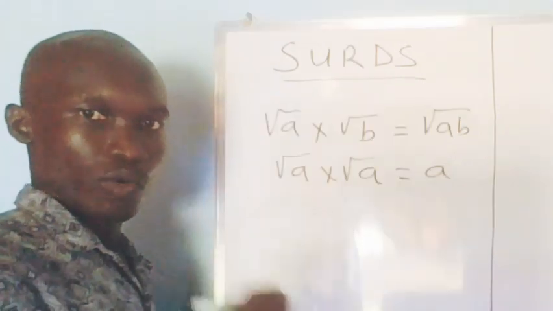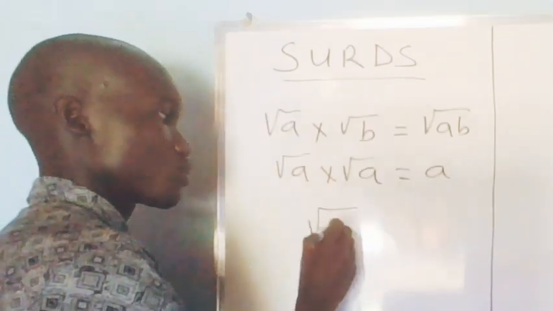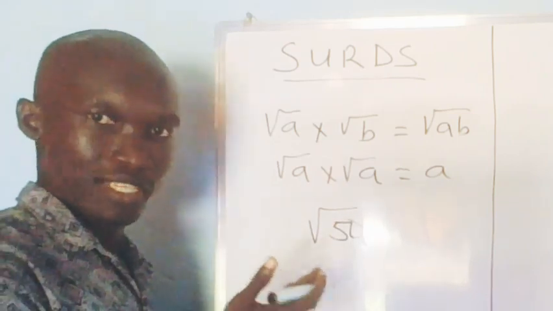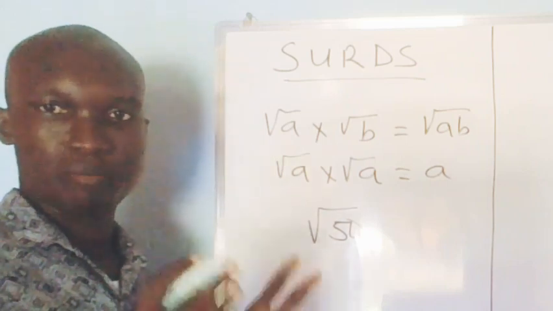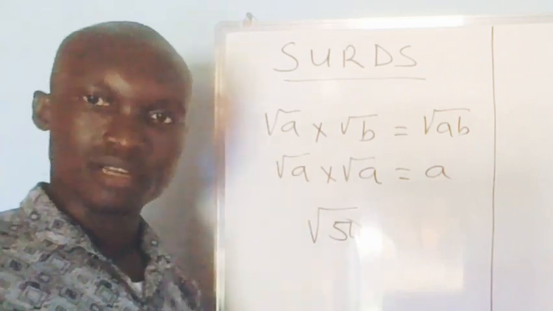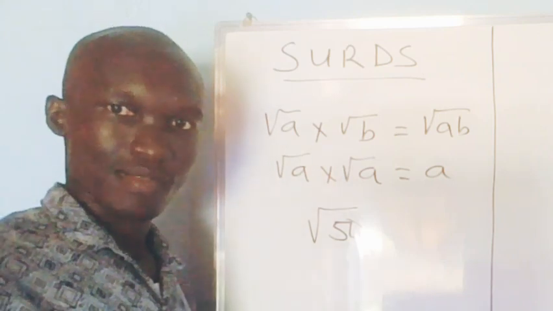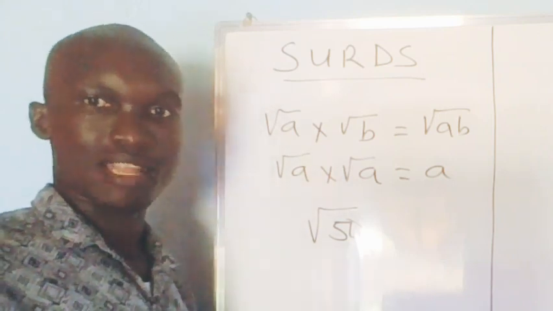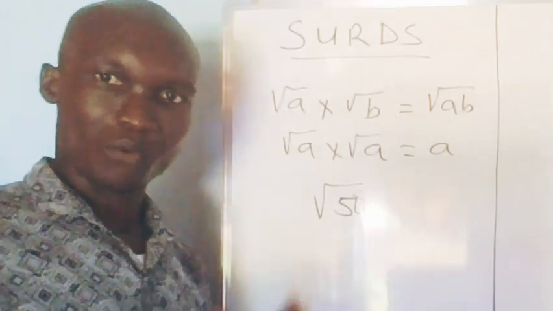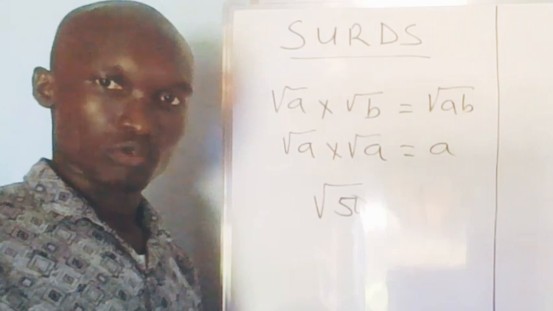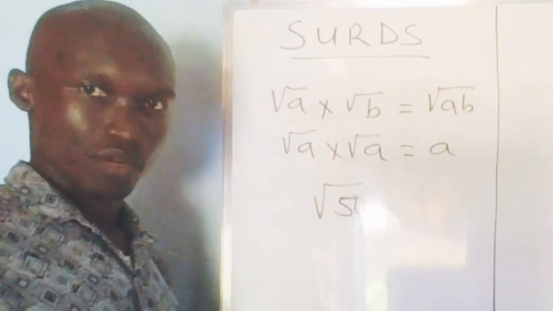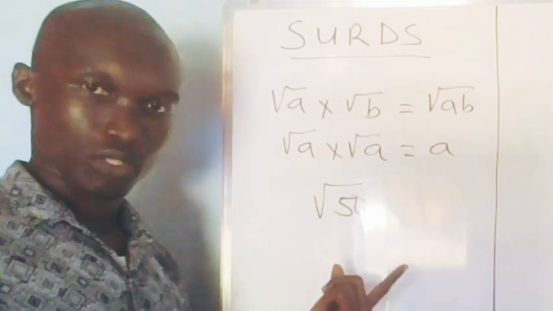Let's have an example. When you're given a surd of root 50, how do you express this in terms of a surd? Now you have to create two numbers from this root of 50. The first one has to be a number whose square root you can get, and then the second one has to be any other number with a root sign. When we look at 50, we can come up with two numbers. One, we can find the square root of, and the second is a number whose square root we cannot find. So let's come up with these two numbers.